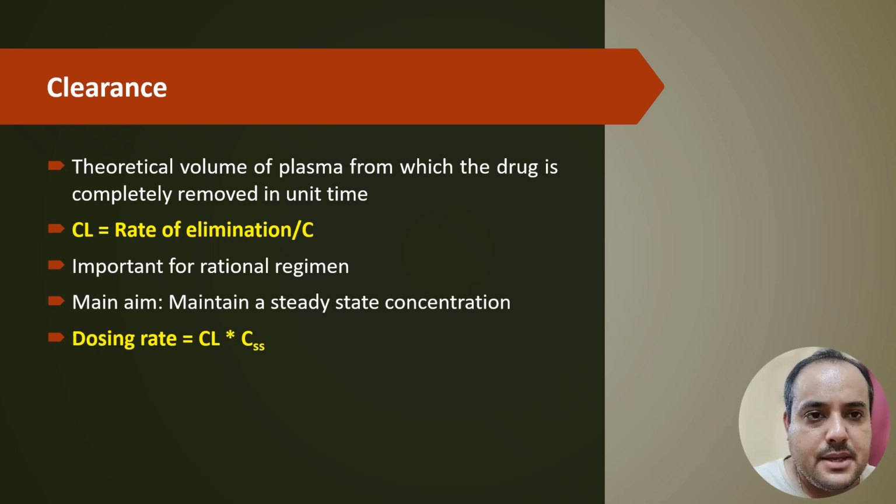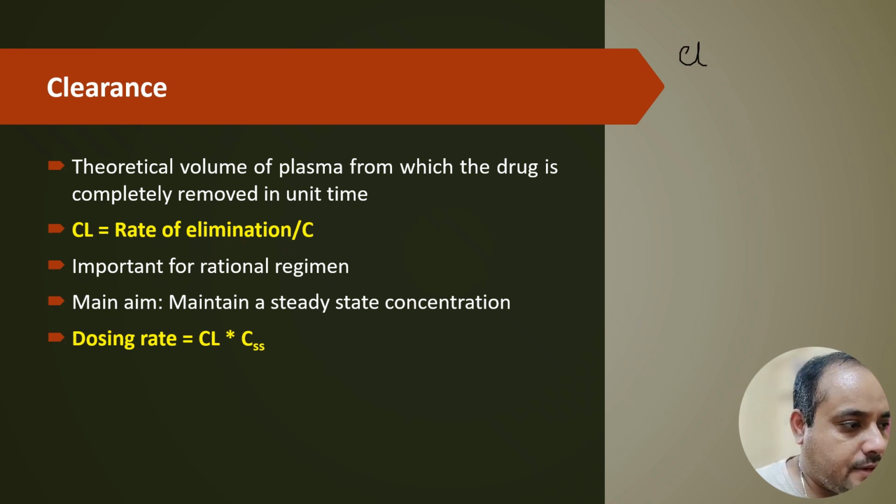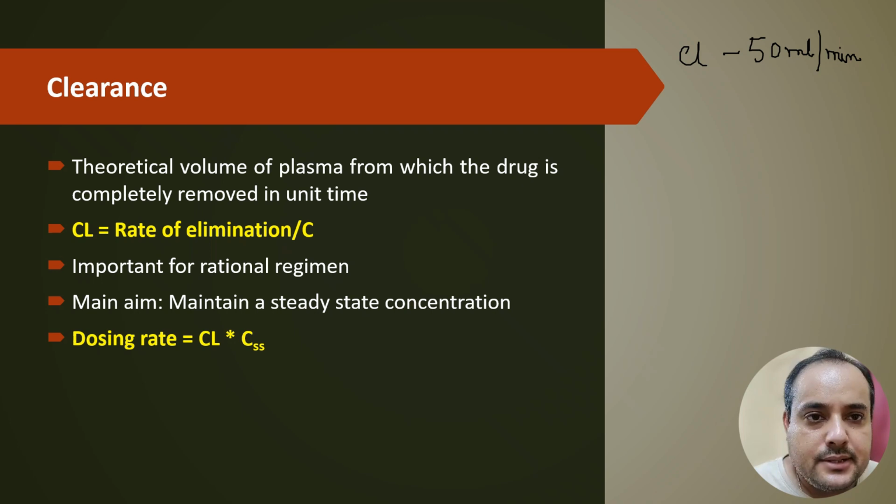So what do we mean by clearance? Clearance is the theoretical volume of plasma from which the drug is completely eliminated in unit time. What do we mean by this? Suppose we are saying that the clearance of a drug is 50 ml per minute. That means that in 1 minute, for the drug to be completely removed, you need 50 ml of plasma.